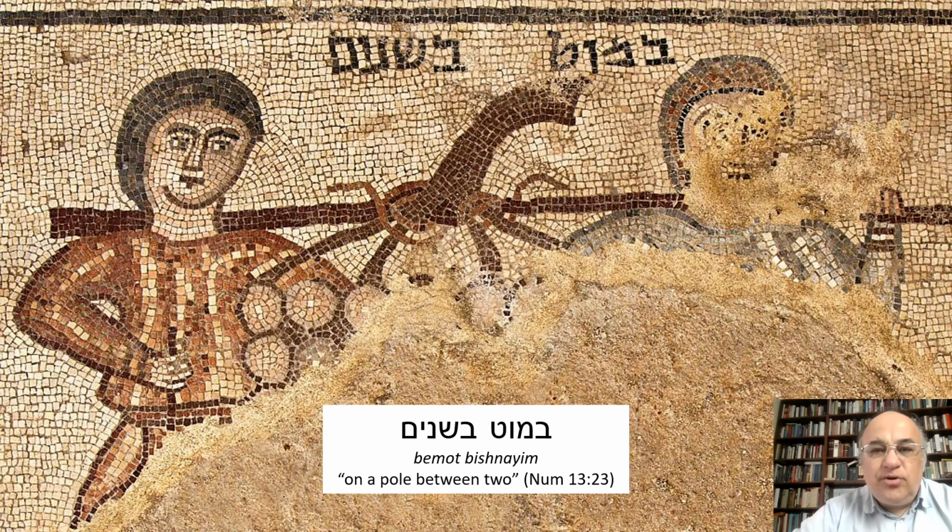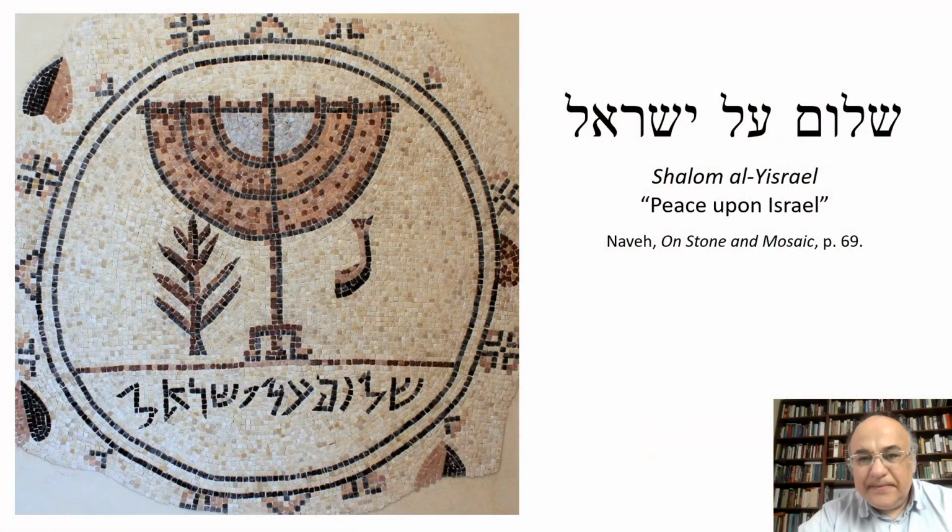This image shows the 2 spies sent by Moses to explore Canaan carrying a pole with a cluster of grapes. The mosaic inscription reads Bemot Bishnaim, which means "on a pole between the 2." It's a direct quote from Numbers, chapter 13.